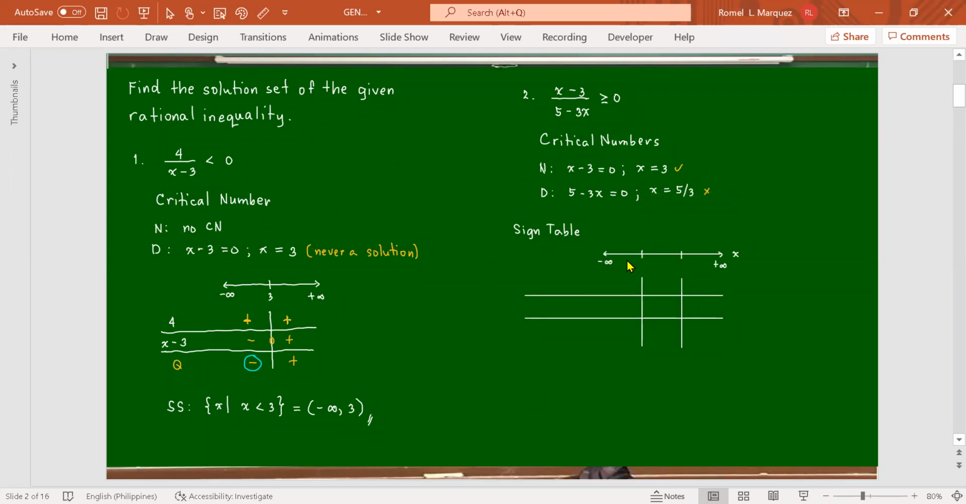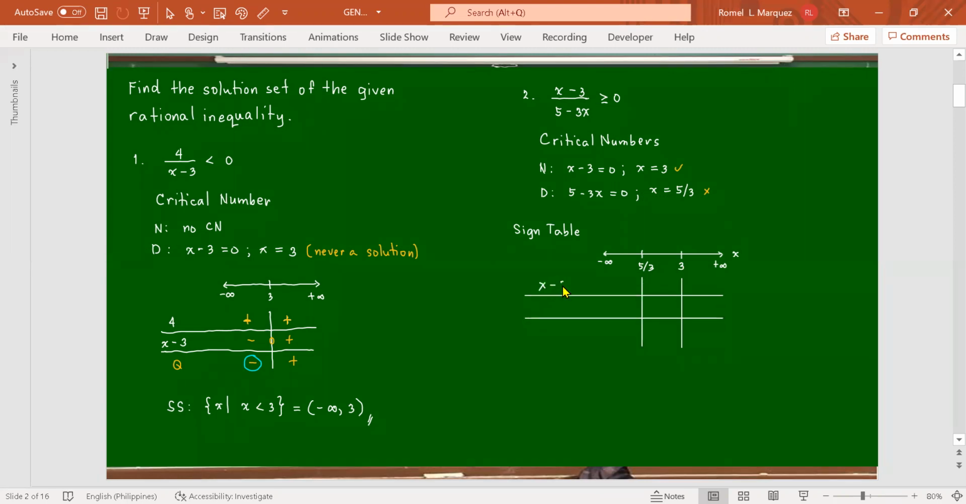So what are the numbers to be arranged on this number line? 3 and 5/3. Which one is to the left of the other? 5 over 3, no? And then to the right is 3. Okay? So what are the expressions?